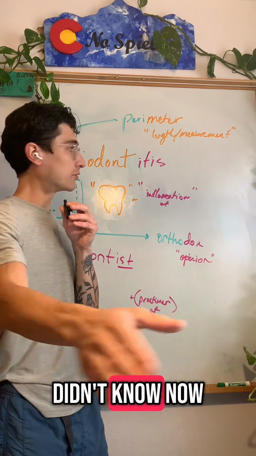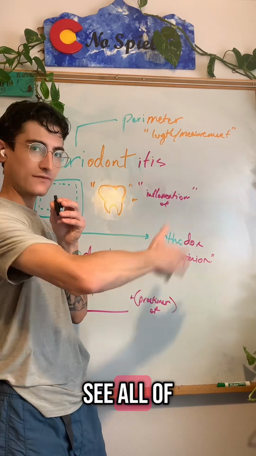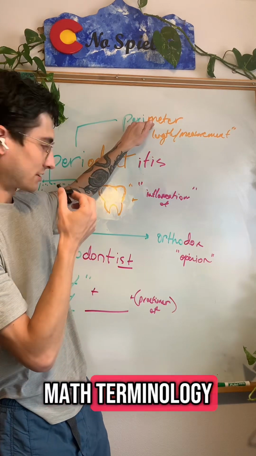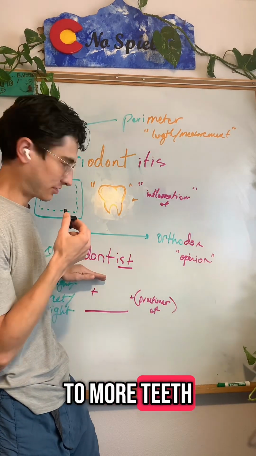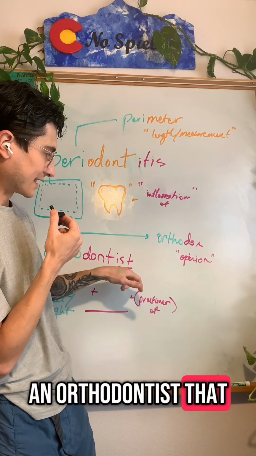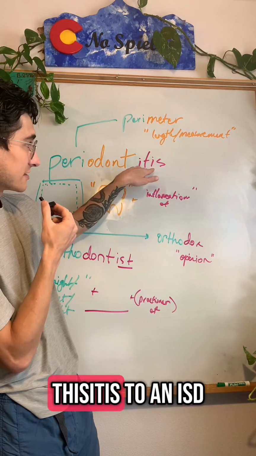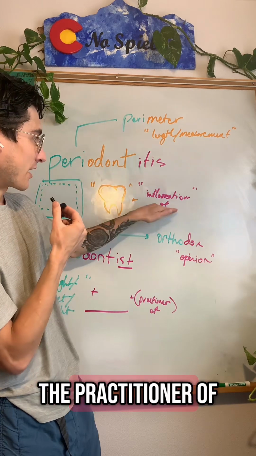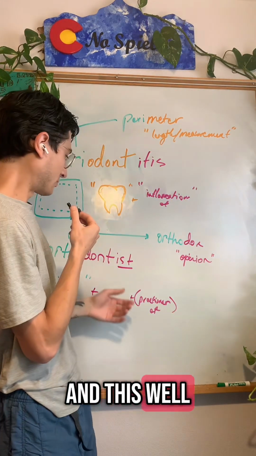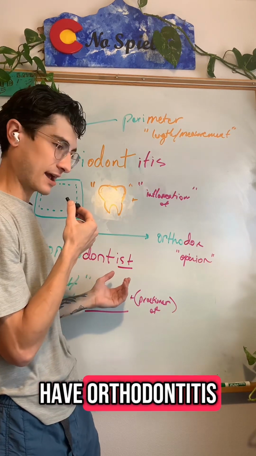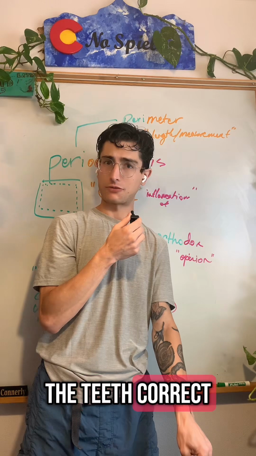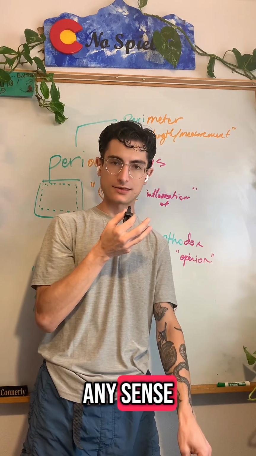So if you didn't know, now you know, and you can see all of these cross connections from teeth to math terminology to more teeth stuff and or the practitioner of, because an orthodontist, that ist, if you were to just change this itis to an ist, that would be the practitioner of what treats around the teeth. And this, well, you can't really have orthodontitis because you don't have inflammation of the teeth correct. That wouldn't make any sense.